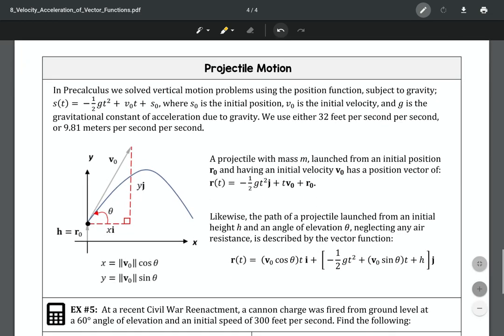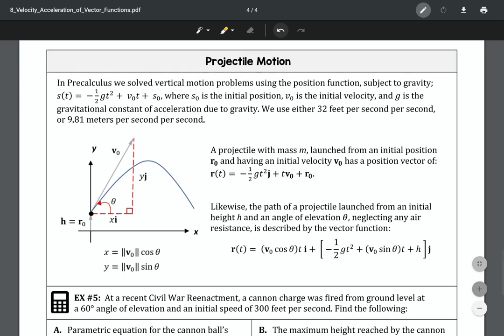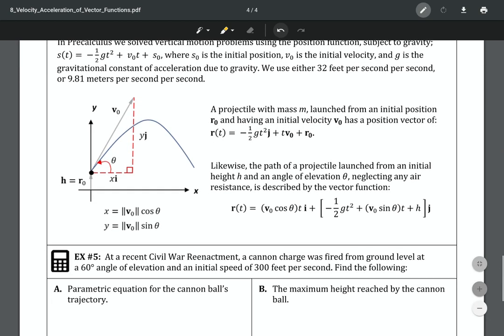So in pre-calculus, we solve vertical motions using a position function. Normally we would only talk about motion in one dimension, okay? But projectile motion, as you have done already, is in two different dimensions. Obviously, you have the x component and the y component, just like the stuff we've been doing. So in essence, it's not that much different than what we talked about so far.